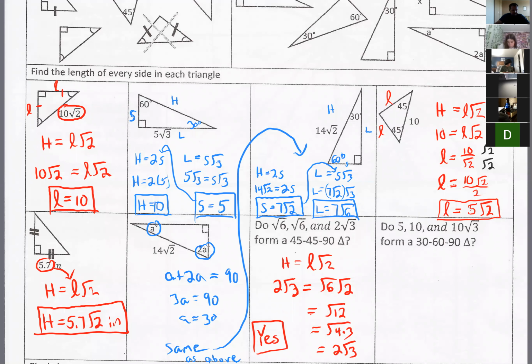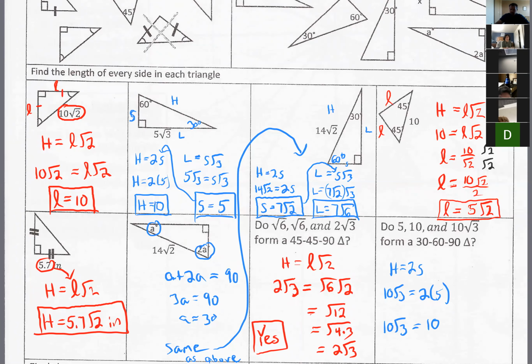For the next one, H would have to equal 2S because it's a 30, 60, 90. So the longest side is 10 radical 3. Is that the same as 2 times 5, the short leg? Is 10 radical 3 equal to 10? No. So this one, we got a false statement. So this one would be no. Those could not be the sides of a 30, 60, 90 triangle.